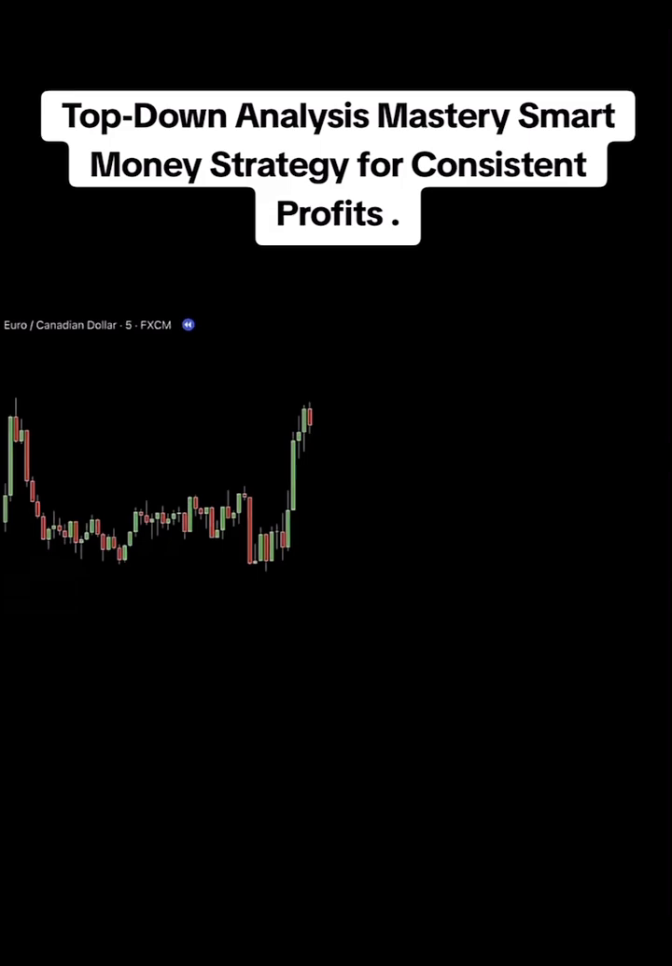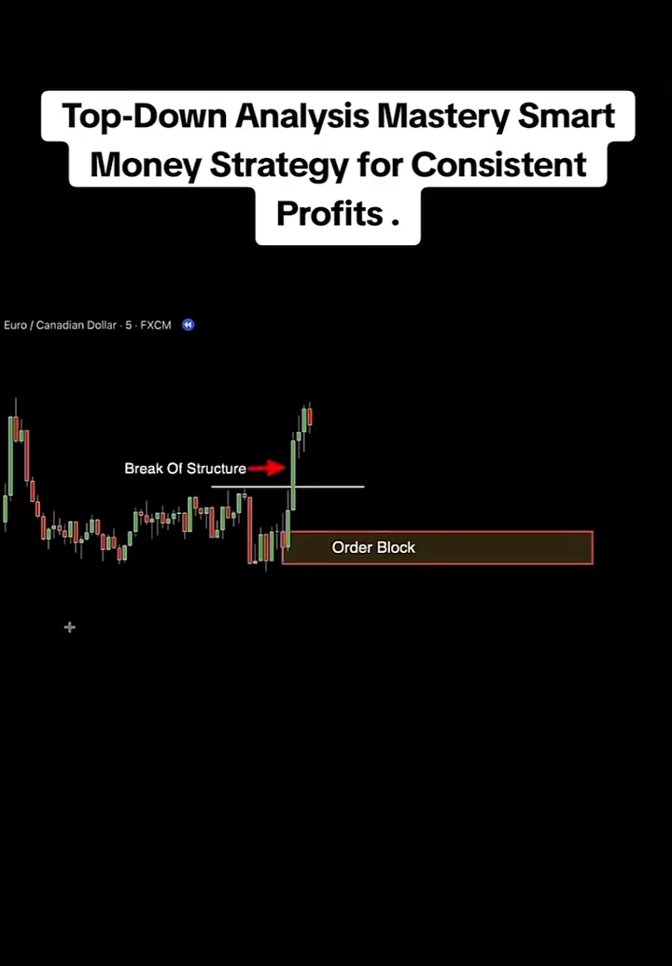Let me walk you through a powerful example of how dynamic top-down analysis can help us validate a trade setup on the Euro-Canadian dollar 5-minute chart. We start on the 5-minute chart, where we spot a potential bullish order block. Several factors confirm this order block as valid. First, we have a break of structure, where the price has broken above a recent level, signaling upward momentum.